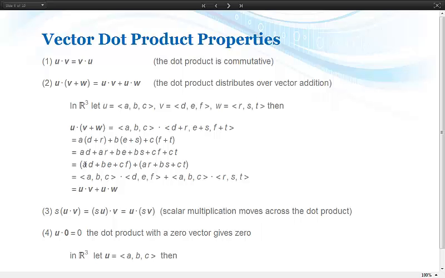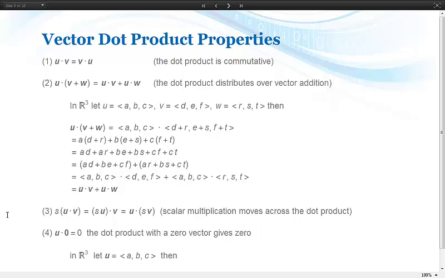But what is this? AD plus BE plus CF, that's precisely the vector dot product of U dot V, that is ABC dotted with DEF. And what's this quantity? AR plus BS plus CT. It's precisely the dot product of the vector with elements ABC with the vector with elements RST. So the result is U dot V, that number, plus the number U dot W, and that proves that the vector dot product distributes over vector addition, at least in the three-dimensional case.